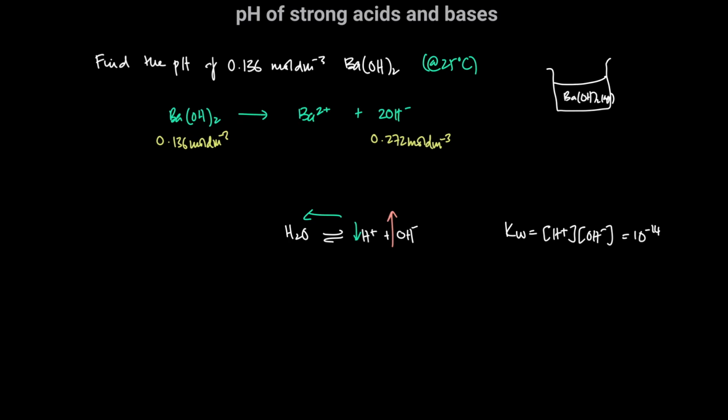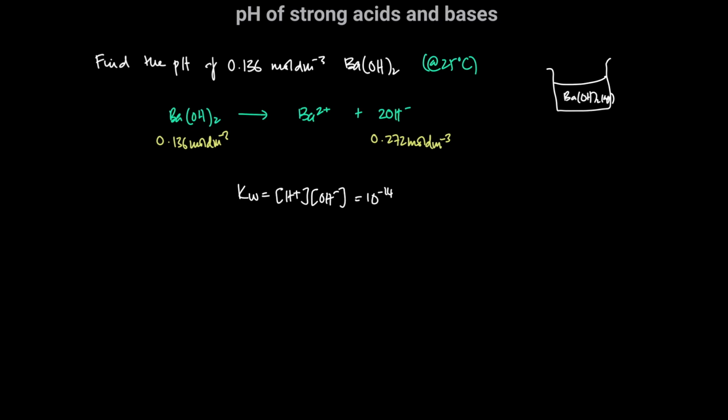So you can assume that the concentration of OH minus is 0.272 moles per decimeter cube, whereas the concentration of H plus has now significantly decreased, because the product of the two will still be 10 to the power of negative 14. In any aqueous solution at 25 degrees Celsius, this product will always be 10 to the power of negative 14. So we know that this is Kw.